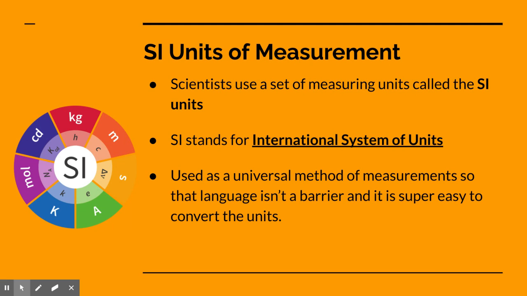As I mentioned, it's a universal method of measurement so that language isn't a barrier, and it's super easy to convert units. I'm sure you've heard metric system and SI units. They're pretty much the same thing. We use SI units when we're using the metric system. If I ask what this unit of measurement is in the metric system, it's the same thing as asking what the SI units are for this measurement. It's the same question, so don't be confused between metric and SI units. They are the same thing.